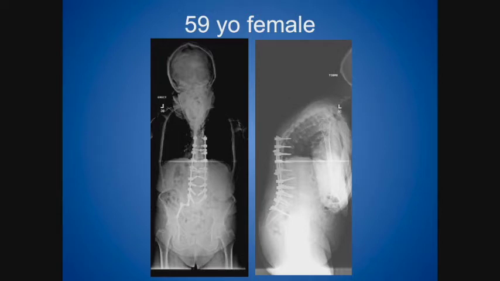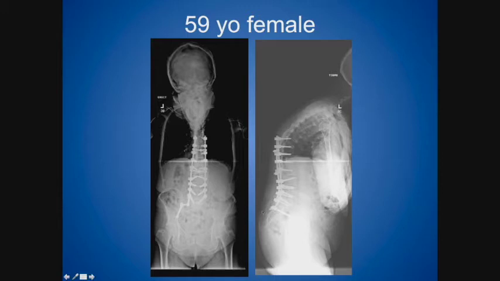Here's another patient, a little more complicated. This lady had surgery. She had a T10 to S1 fusion at an outside institution, and wound up developing severe kyphosis above. So her head's over here, and her pelvis is over here. Obviously she had severe deformity, but also severe pain.